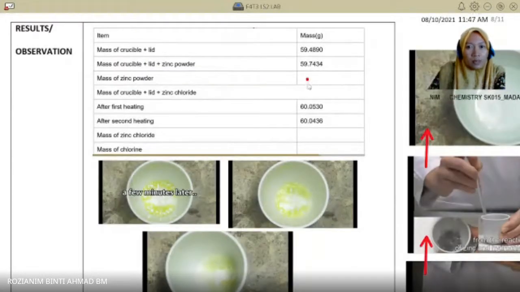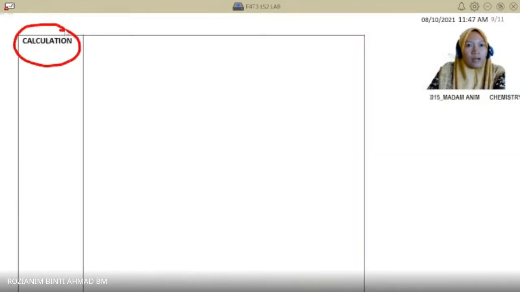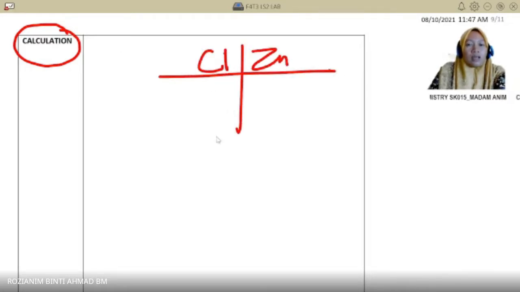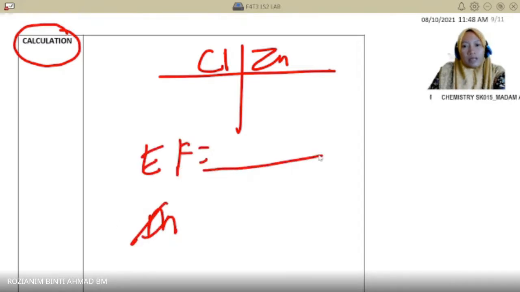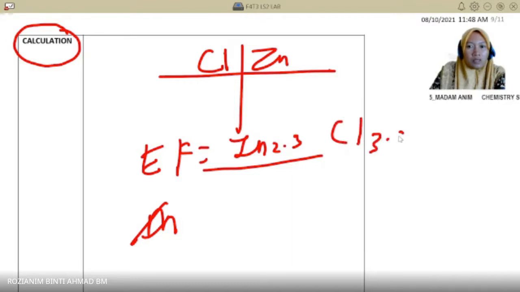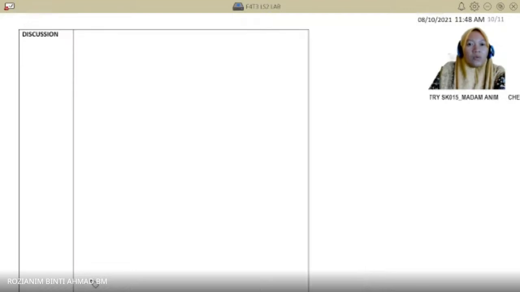Okay, you complete the table, masukkan the table given, dan dekat bahagian calculation buat empirical formula table. Chlorine, zinc. Okay, and then empirical formula, berikan dia berapa. So saya cakap tadi kalau kita dapat data macam saya bagi tadi, Zn 2.3, chlorine 3.9 contoh. Okay, so kita kena discuss why kita punya empirical formula begitu dalam bahagian discussion.